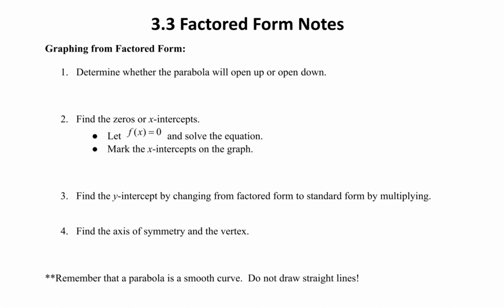Hi, today we're going to be talking about the factored form of quadratic equations. That factored form generally looks like this. We've got y is equal to a times (x minus p)(x minus q). And that a is the same a that we have in standard form, y equals ax squared plus bx plus c. That a is the same, it's just factored out.